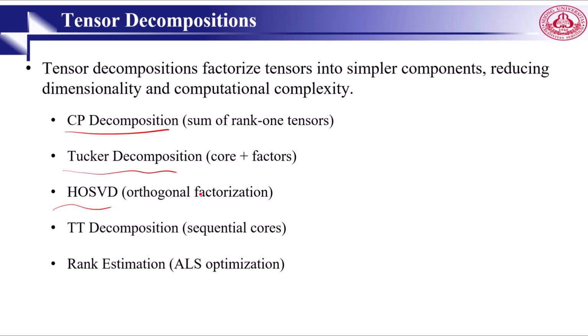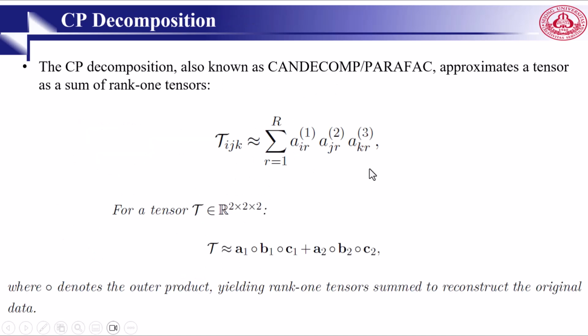Later we will study what a singular vector and SVD are. Then we have TT, or tensor train. This kind of decomposition expresses a high-order tensor as a product of low-order core tensors, and this enables efficient storage and computation. Estimating the appropriate tensor rank is often achieved using iterative algorithms such as ALS, alternating least squares, and this balances approximation accuracy and computational cost.